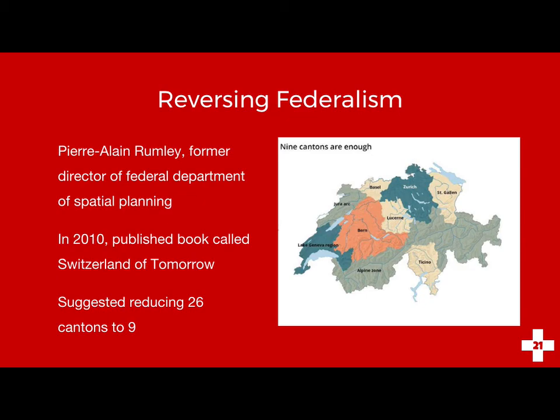Some of them are smaller than the population of the city of Berkeley. And this guy, the former director of the Federal Department of Spatial Planning, published a book in 2010 called The Switzerland of Tomorrow, and he suggested changing the 26 canton system into 9 cantons that he proposes.